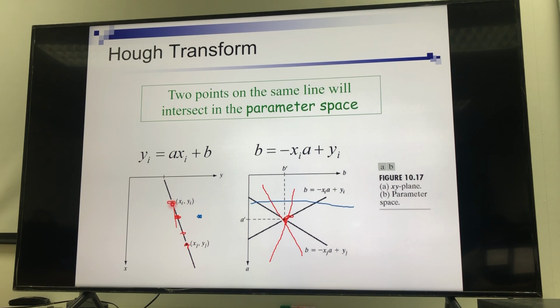So one point on the left becomes one straight line on the right. Every single point on the straight line here becomes a straight line that intersects at one point, a and b. And Hough says, this space is called the parameter space. From this parameter space, I can find the longest line. The line with the most same a and b is the longest line in the image. You see that? So this is how Hough does it.